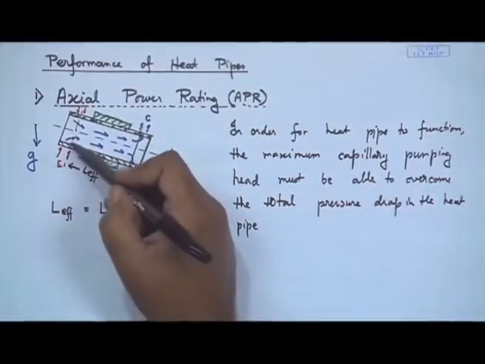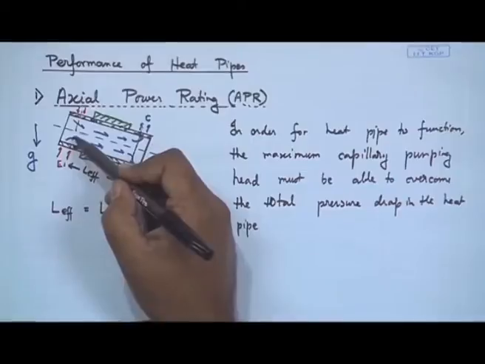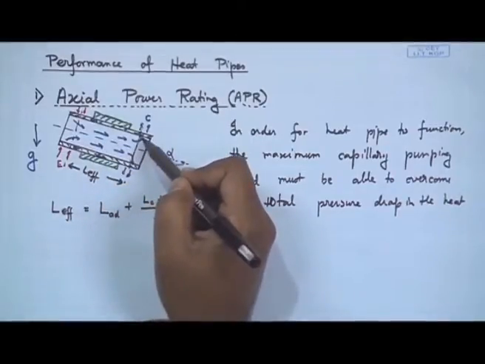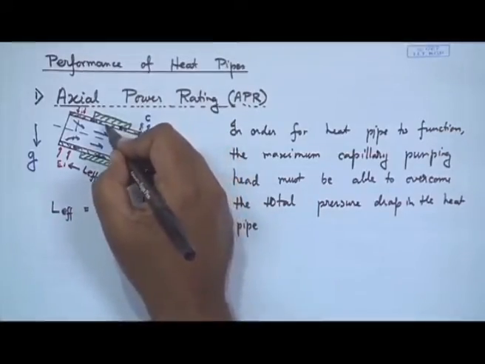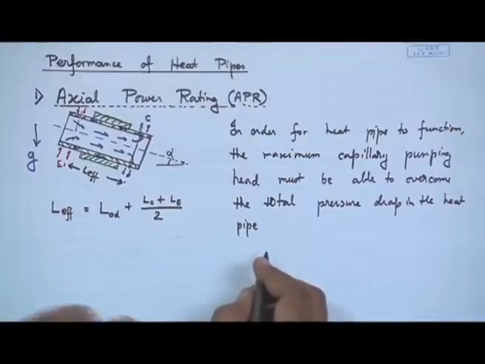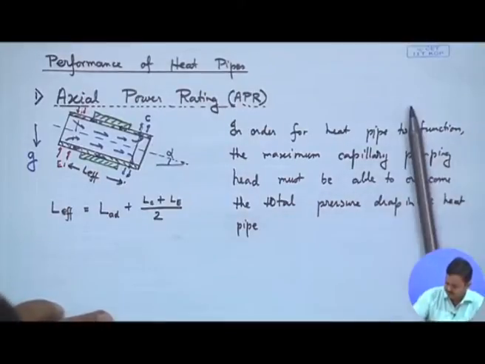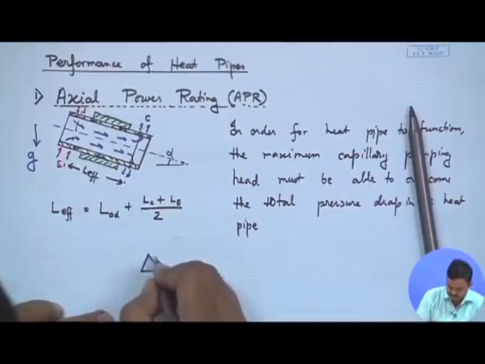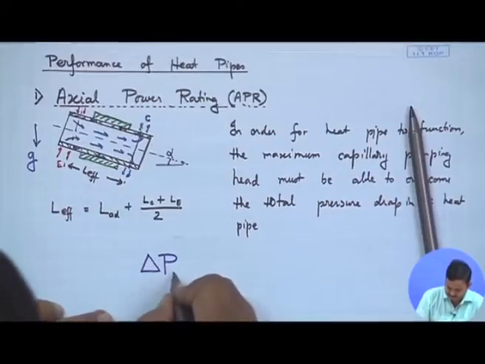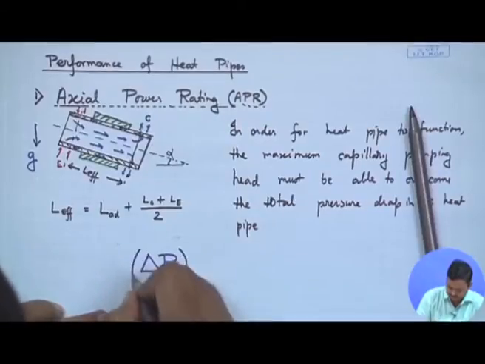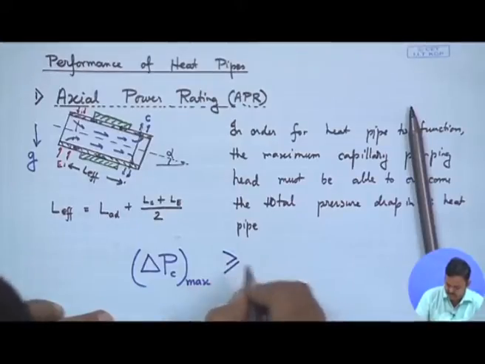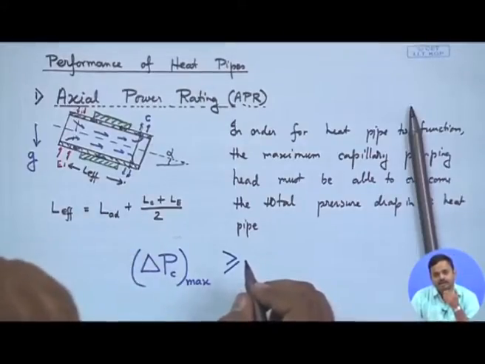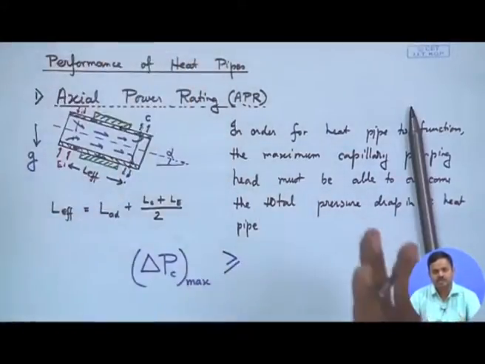And how does it flow? It first vaporizes, and then the vapor flows through the core, comes to the other end where it condenses, and then in the liquid form it flows back through the wick. So, if I write my maximum capillary pumping head as delta Pc max, it must be greater than or equal to the different pressure drops that the fluid faces as it flows through the different sections of the heat pipe.